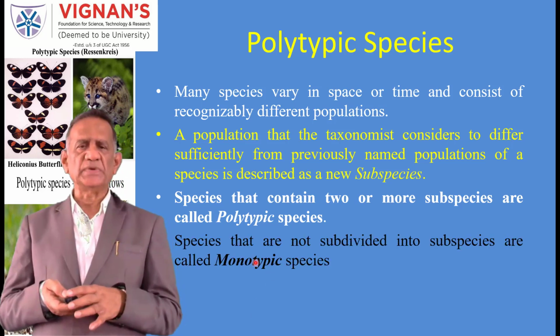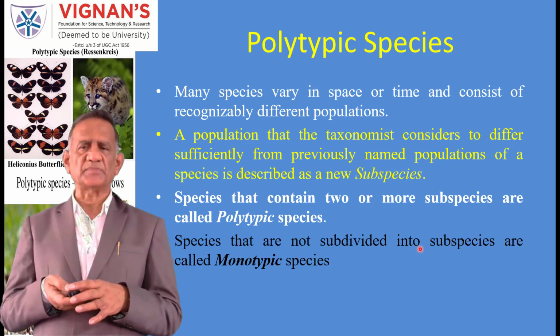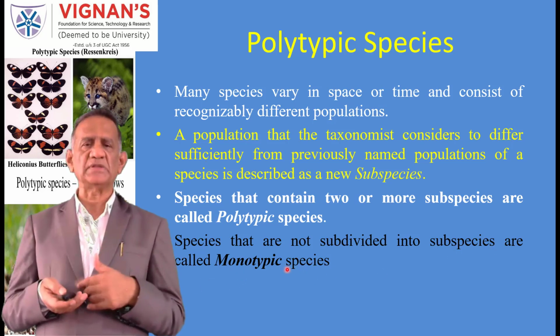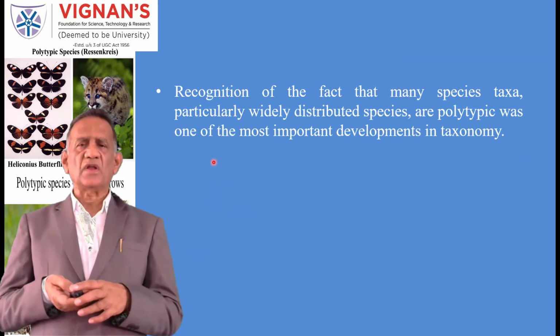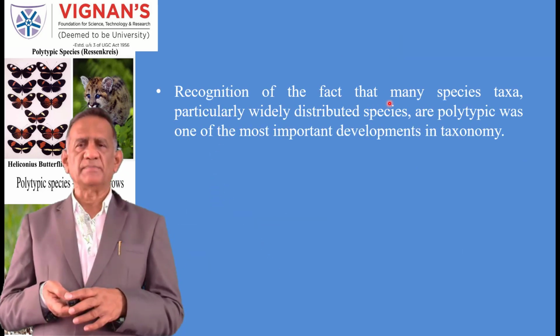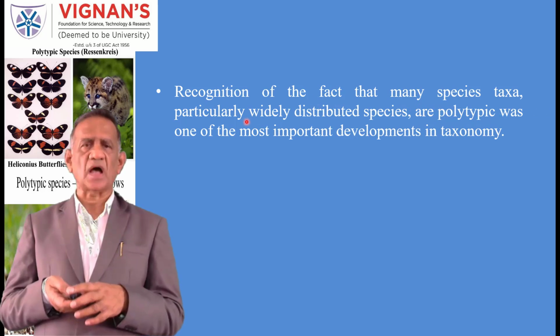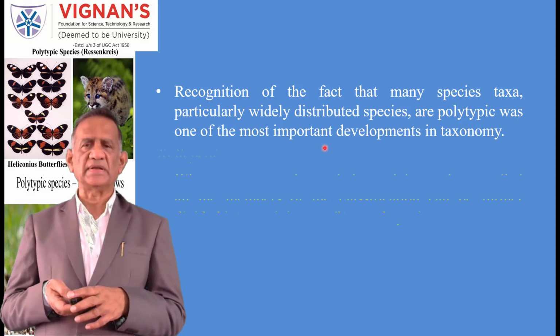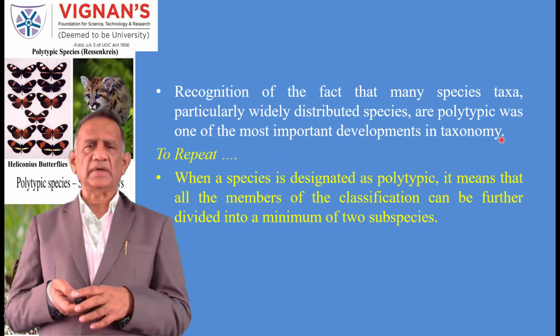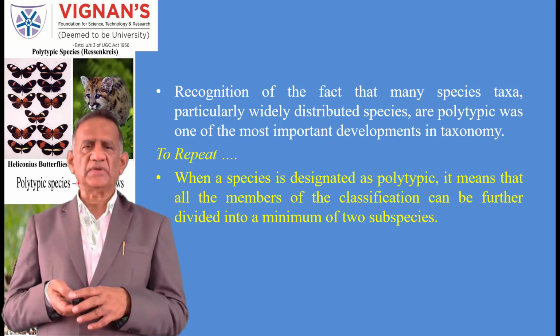Now species that are not subdivided into subspecies are called monotypic species. Our Homo sapiens, we are monotypic, we are single. Recognition of the fact that many species taxa, particularly widely distributed species, are polytypic was one of the most important developments in taxonomy.